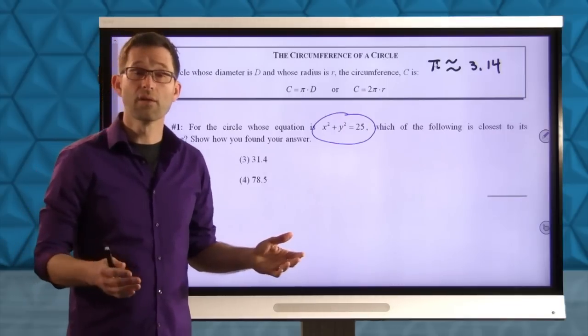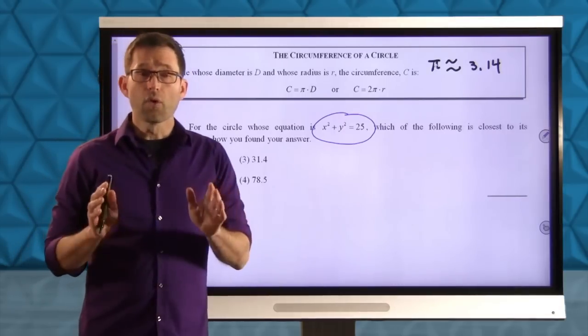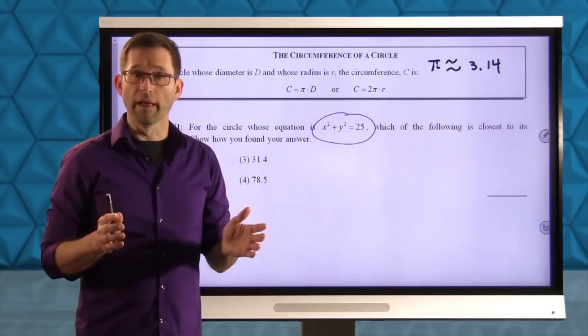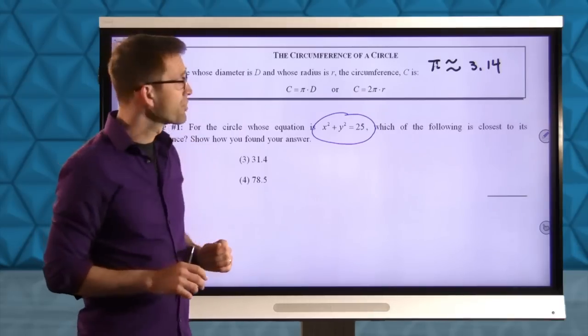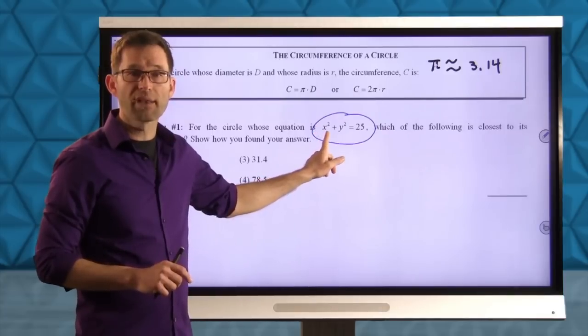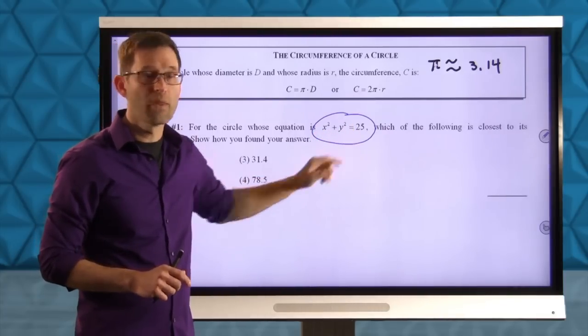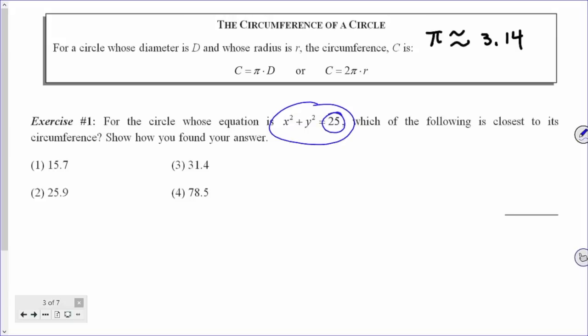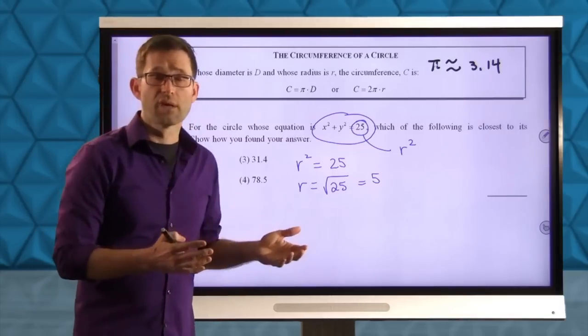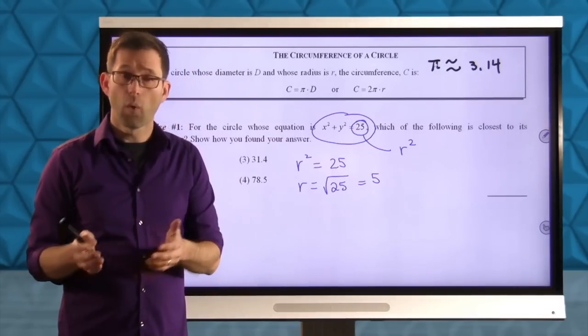All right. Well, let's take a look. We studied the equations of circles in the coordinate plane in the last unit, unit number 9. Whenever we have a circle of this form, x squared plus y squared equals something, this number, and this is extremely important, is the radius squared. So obviously, if the radius squared of a circle is 25, then the radius is the square root of 25, or 5.